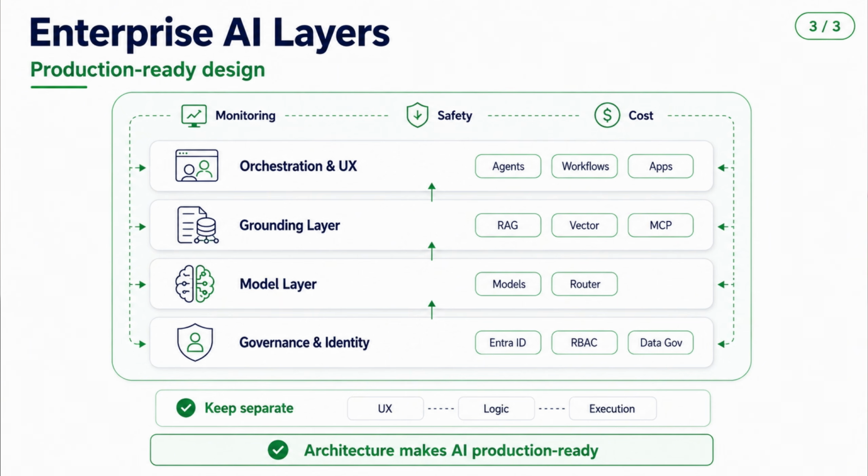the external context. And above that sits the orchestration and user interaction layer, where the workflows, agents, and front-end applications come together. And finally, observability, monitoring, safety, and cost management wrap around the entire solution because the production system must remain measurable and manageable.